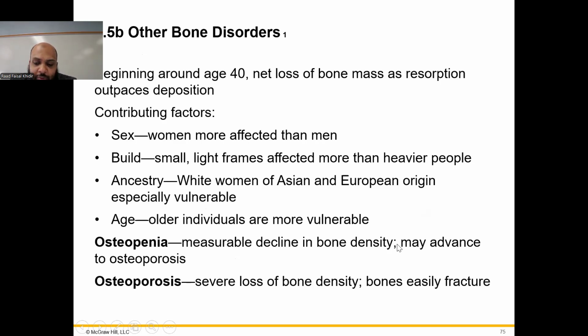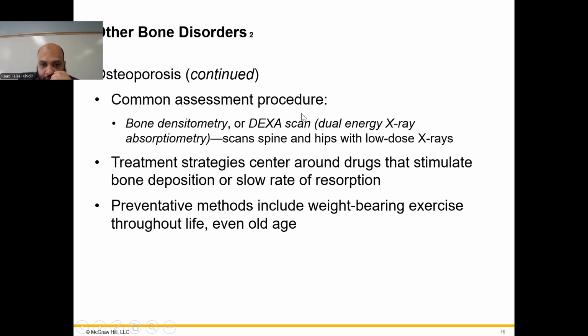Osteopenia is a measurable decline in bone density, and it may advance to osteoporosis. So when they do the DEXA scan, and they get the record, that shows you that osteopenia comes before osteoporosis. And lastly, there is a severe loss of bone density and bones easily fracture.